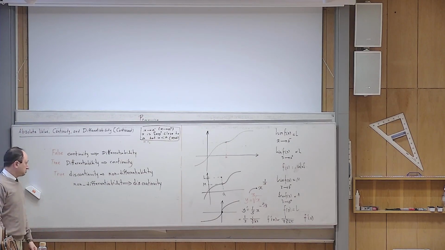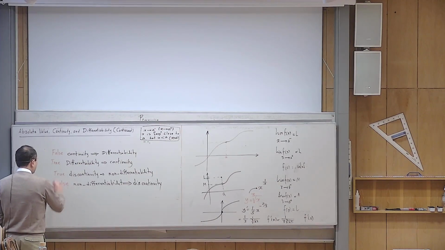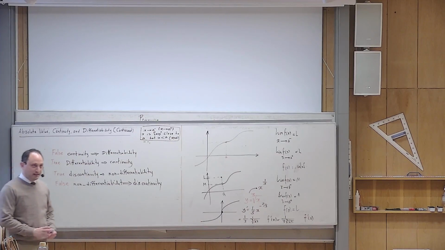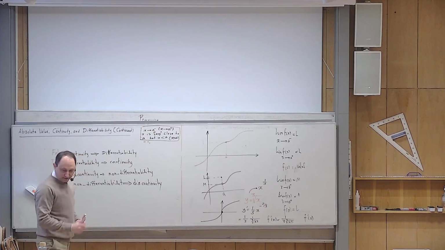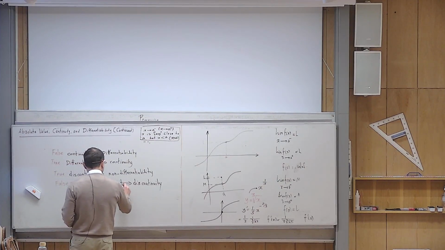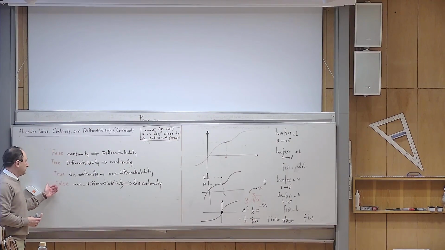What about the last one? Non-differentiability implies discontinuity. False. If a function is not differentiable, it doesn't necessarily mean that it's not continuous. Why? Because, again, the sharp points. So that is also false. You wrote non-differentiability wrong. Okay, thank you. Non-differentiability, thank you. Okay, so this is good. So you learned whatever you are supposed to learn.